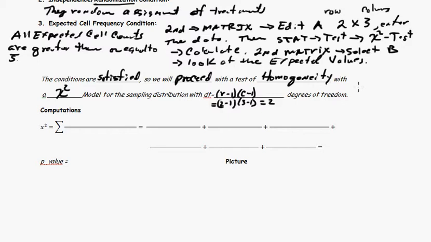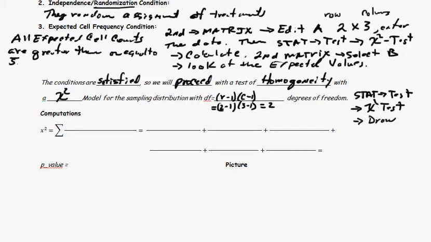Maybe you already recorded this, but you would do second. Geez, I keep doing that. It's not second, it's stat. Stat, test, and select chi-squared test. Make sure that it has A and B in it for the input and the output, and then hit draw.